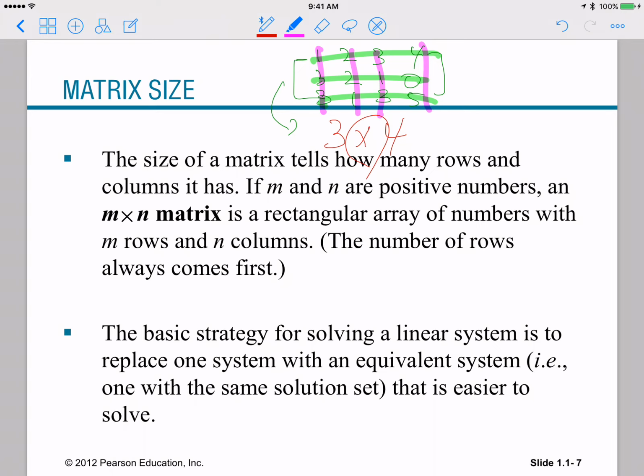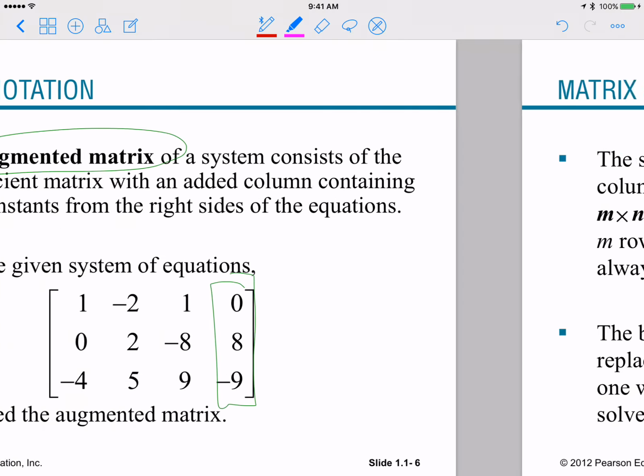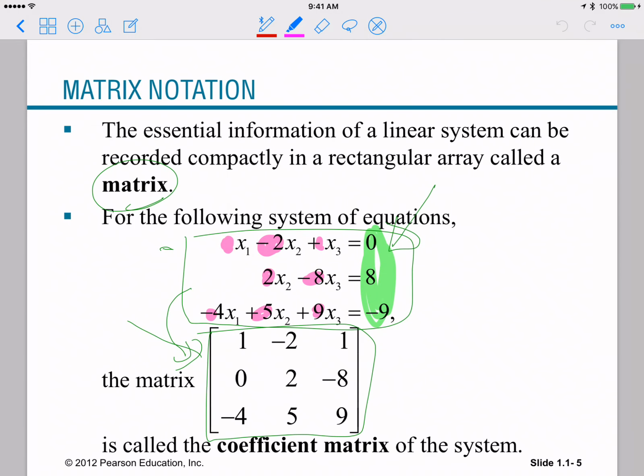I said that this is an augmented matrix. Given the size of a 3 by 4 augmented matrix, what is the number of equations? 3 equations. If you imagine converting from this augmented matrix back to the set of equations, the number of horizontal lines corresponds to the number of equations.